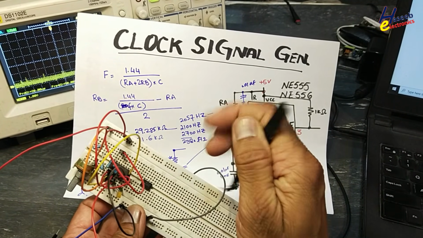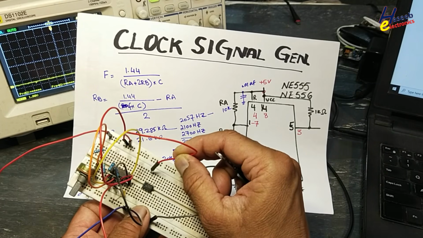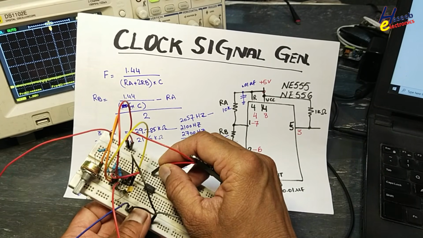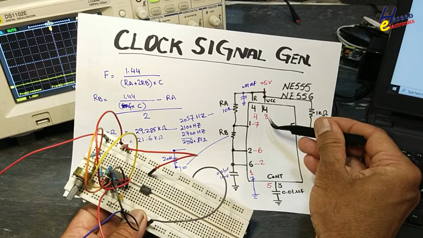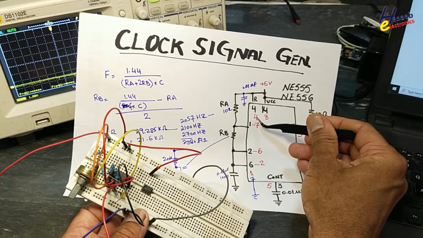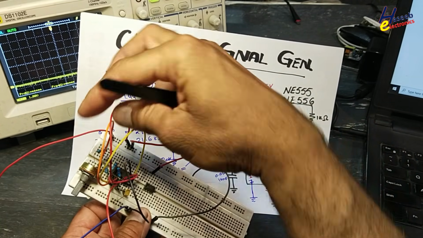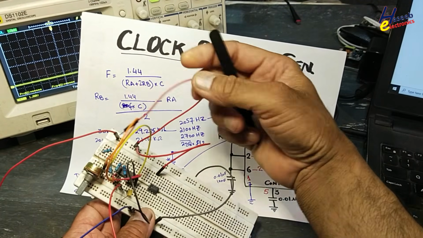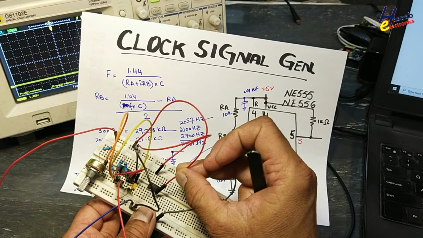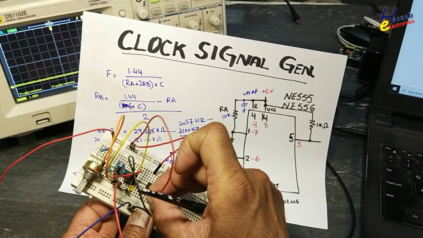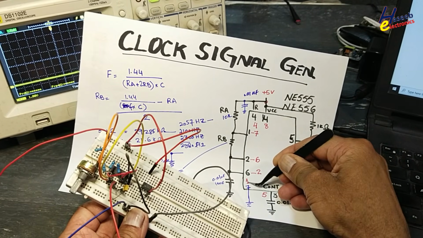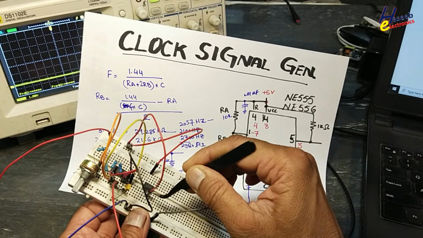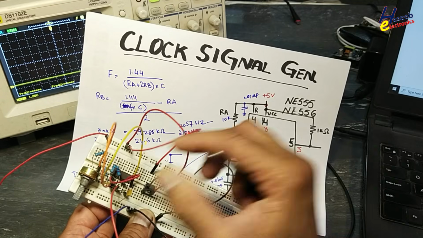Here pin number 14 is VCC. In this IC it is pin number 8. We will use these red numbers. Pin 4 was reset here, so we will connect pin 4 to reset. In the 556, pin 7 was ground. In this IC, pin 1 is ground.